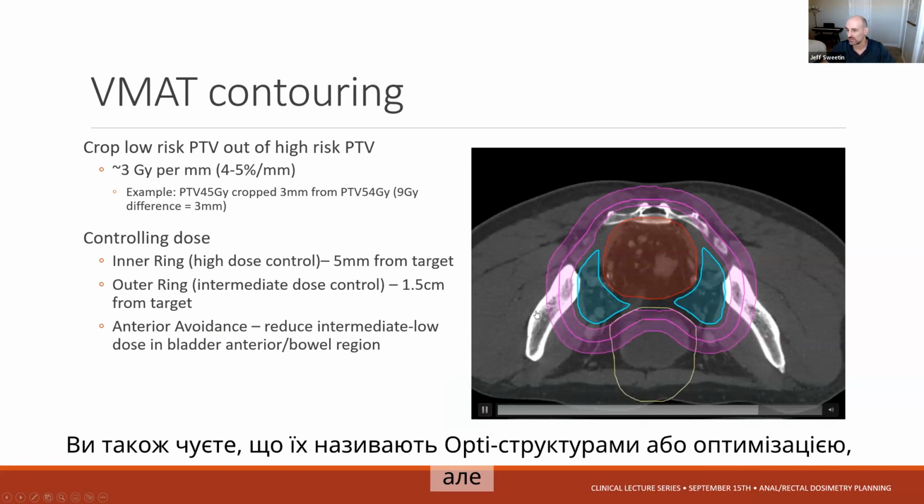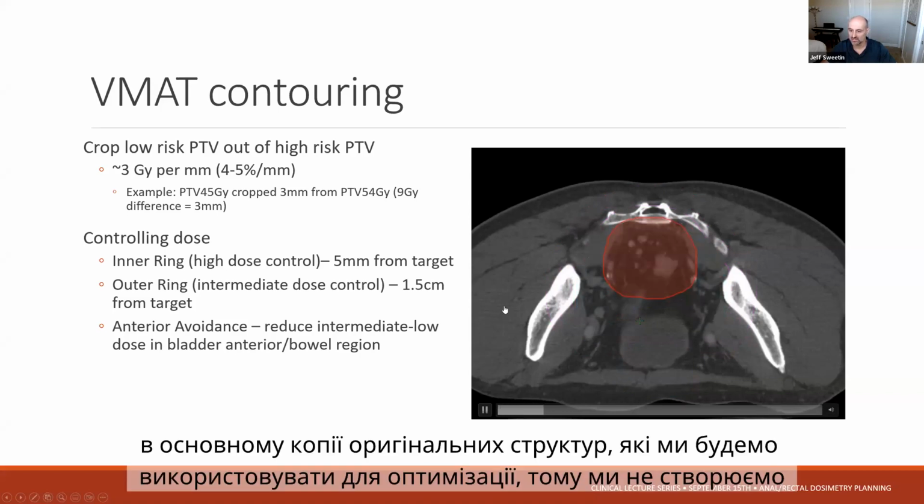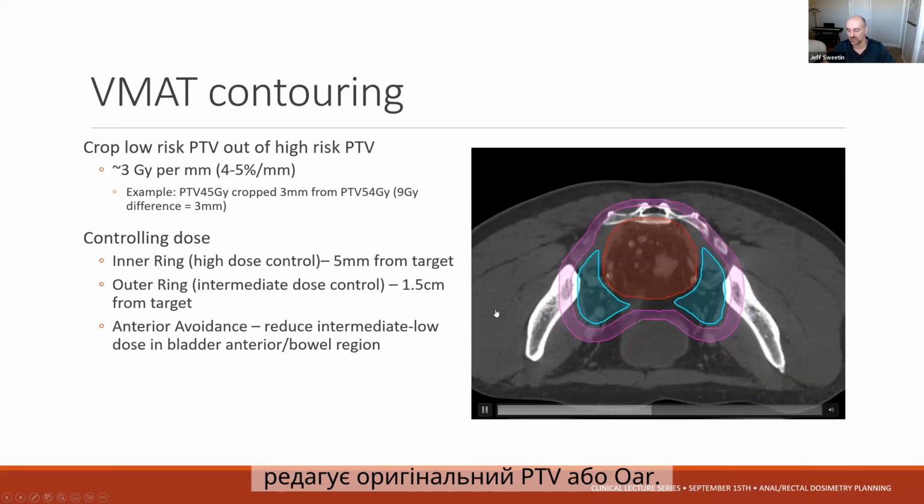You also hear them called opti structures or optimization structures, but they're basically copies of the original structures that we'll use in optimizing so that we're not making edits to the original PTV or OAR.